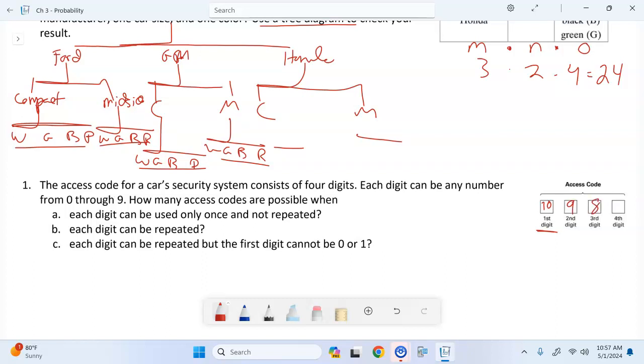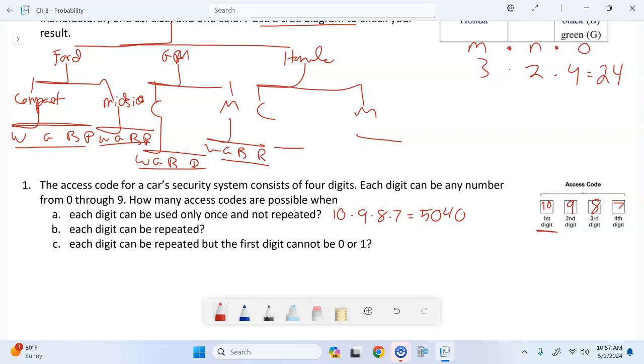8. And then for the fourth one, how many do we have? 7. So we take 10 times 9 times 8 times 7 to get, I think it's 5,040, if I remember correctly. 5,040 different possible combinations if we're following those specific criteria.